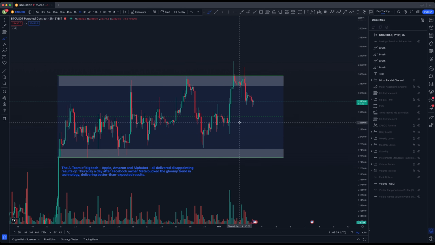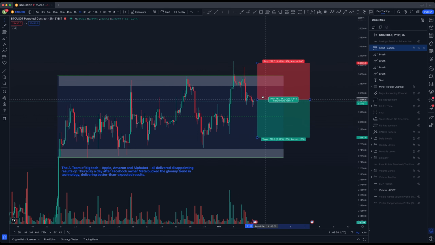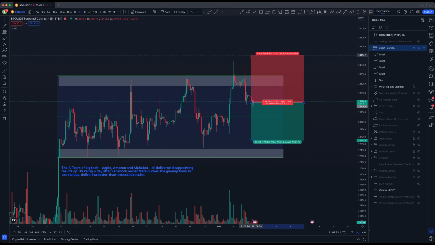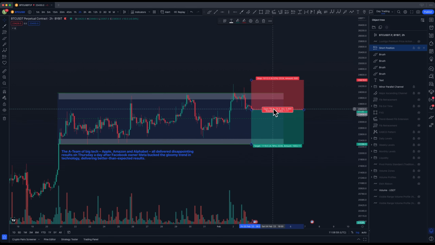So, I'm not saying you could just dive in here right now with a market order, but I would anticipate a sell position somewhere around here with your stop just above that area, and letting this ride down. For me personally, we've got plenty of room to go down.